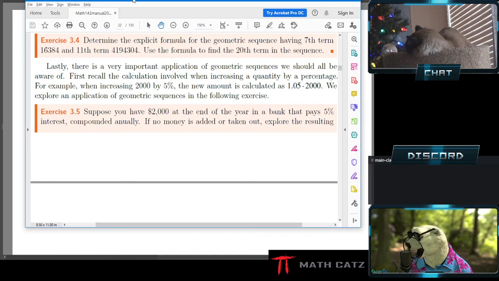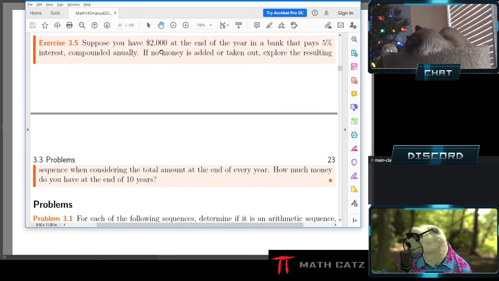Last, I want to just notice and mention a very, very important application of geometric sequences, where in finance, financial calculations, banks, anything money related, geometric sequence calculations are done literally every hour. It's so common. Let's look at a very simple example to see how these things are related.